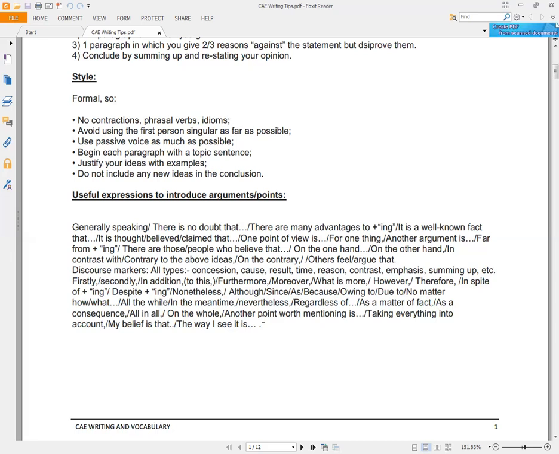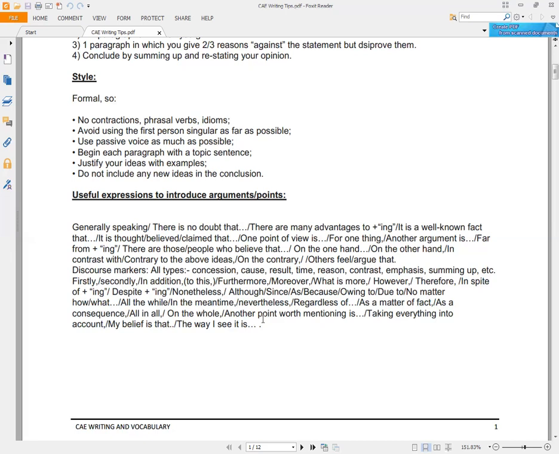Now we are with discourse markers. Discourse is communication through speaking or writing, and those markers we are going to go through now. They create connection among ideas in writing, of all types: cause, result, time, reason, contrast, emphasis, summing up, and so on. Firstly, to start.